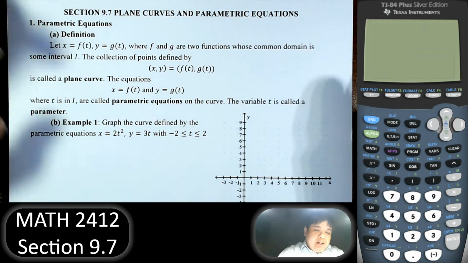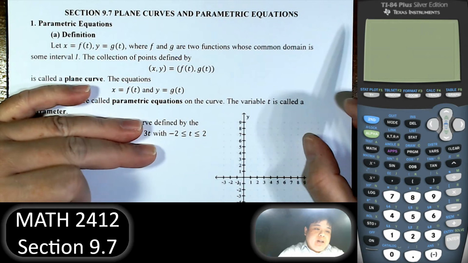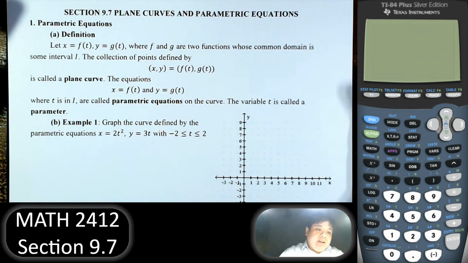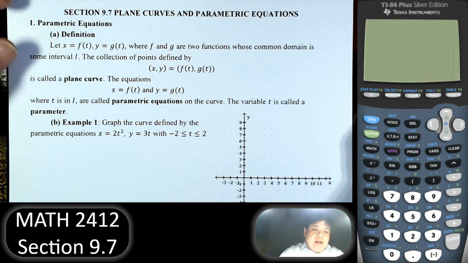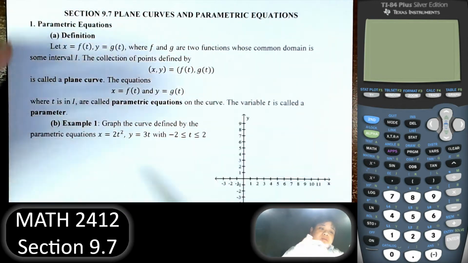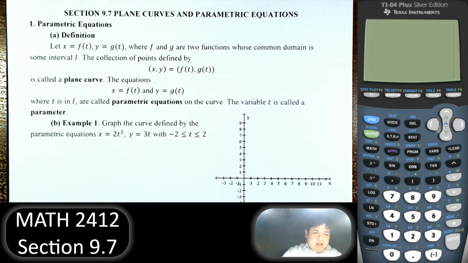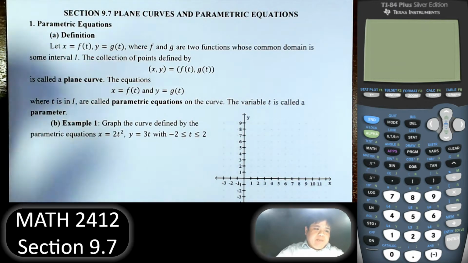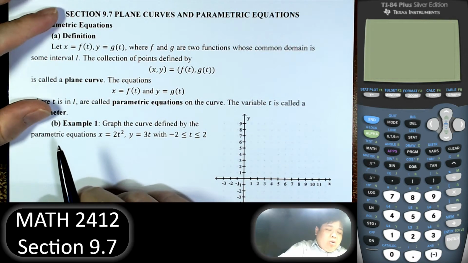Hi everybody, welcome to another video in Calculus section 9.7, plane curves and parametric equations. We focus on the parametric equation, which of course covers the plane curves as well. So what we have here is the definition of parametric equation.